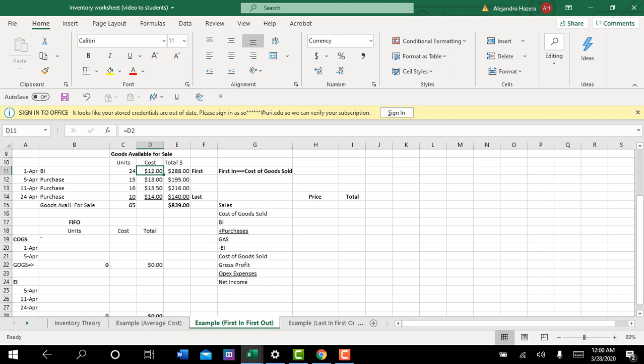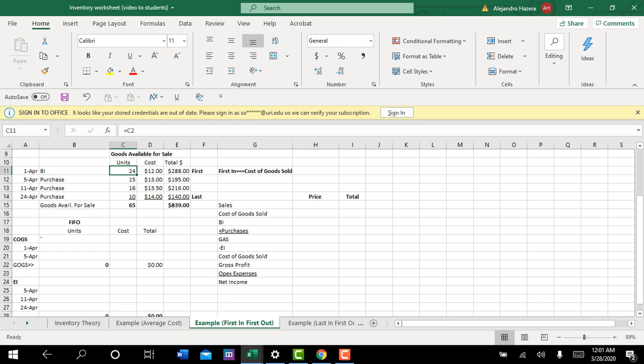And then your ending inventory is going to come from your later layers. That's why you call it first in, first out. So we assume that these 24 go out first, and then maybe these 15 go out then, and then if we don't sell everything, then the 16 and 10 are probably going to be in your inventory.